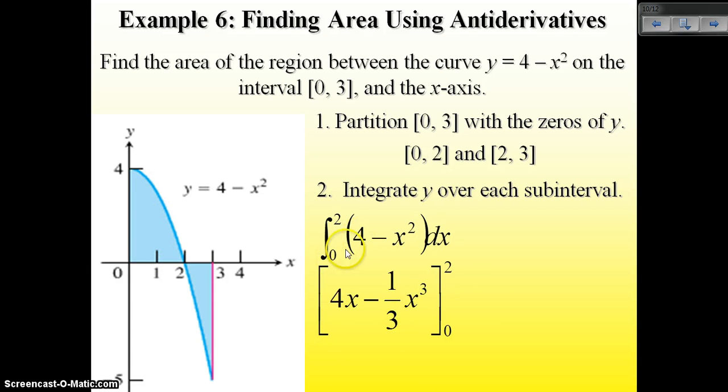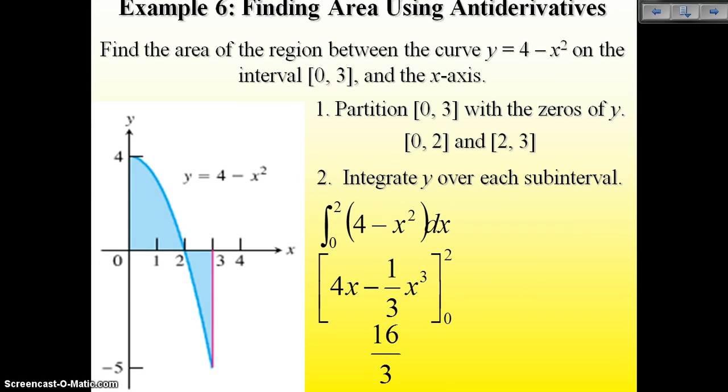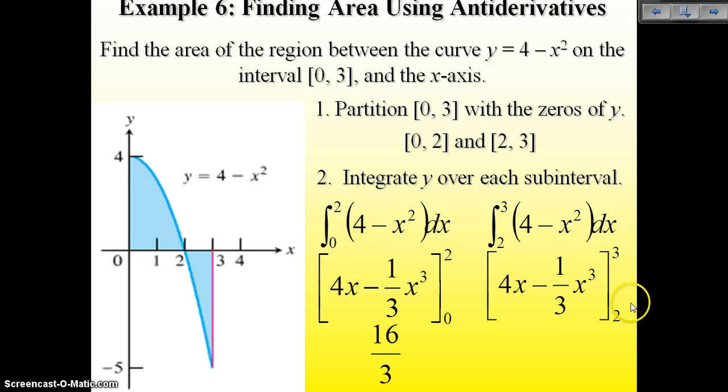Well, the antiderivative of 4 is 4x. The antiderivative of x squared is 1/3 x cubed. We've worked that one before. That gives me an answer of, let me move the box down here a little bit, 16/3. Now do the same thing for 2 to 3. Alright, again, it's the same antiderivative, but this time I'll plug in 3 in the 2. So plug in 3 first, minus, then plug in 2. And this time we get -7/3.